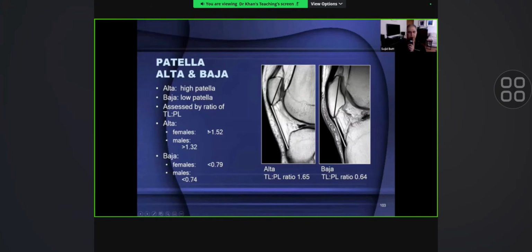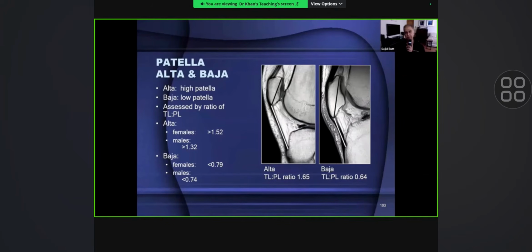And in females, if it's more than 1.5, it's abnormal. In males, if it's more than 1.32, it's abnormal. I tend to use a 1.4 figure, easy to remember, works in both roughly. You get an idea. When the patella is low-lying, that's patella baja. In females, it's less than 0.8. And in the males, it's less than 0.74.